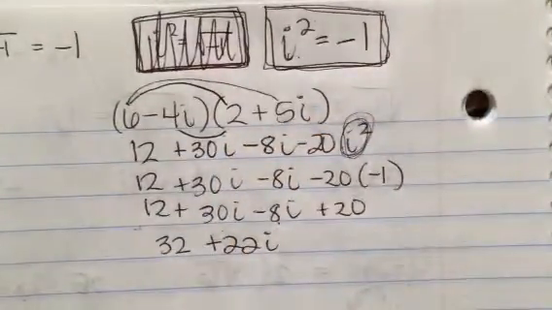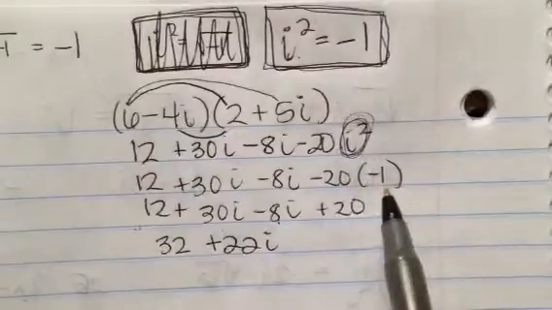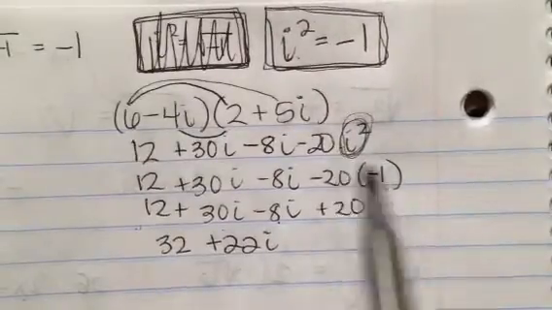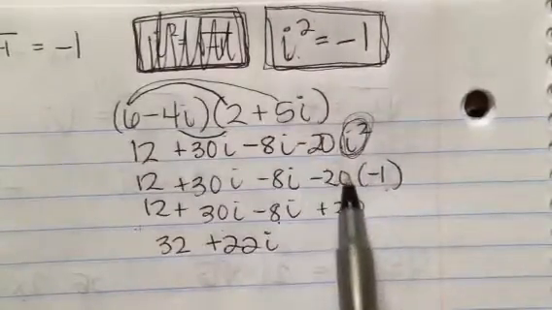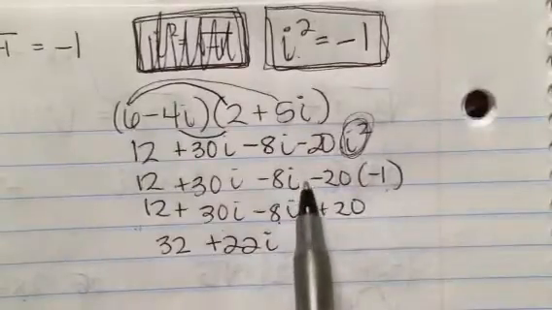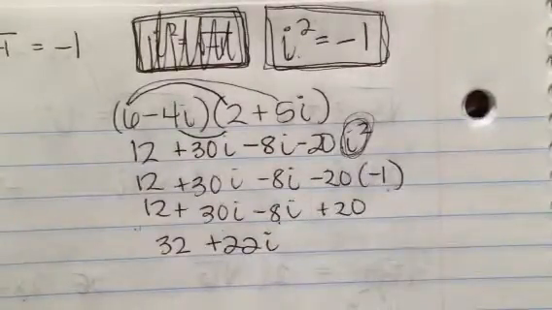That's it. So the hardest thing is just remembering i squared is equal to negative 1, so you just plug that in for i squared. So you times it by that number. So it was positive 20. So if it were positive, then that negative 1 would make it negative.